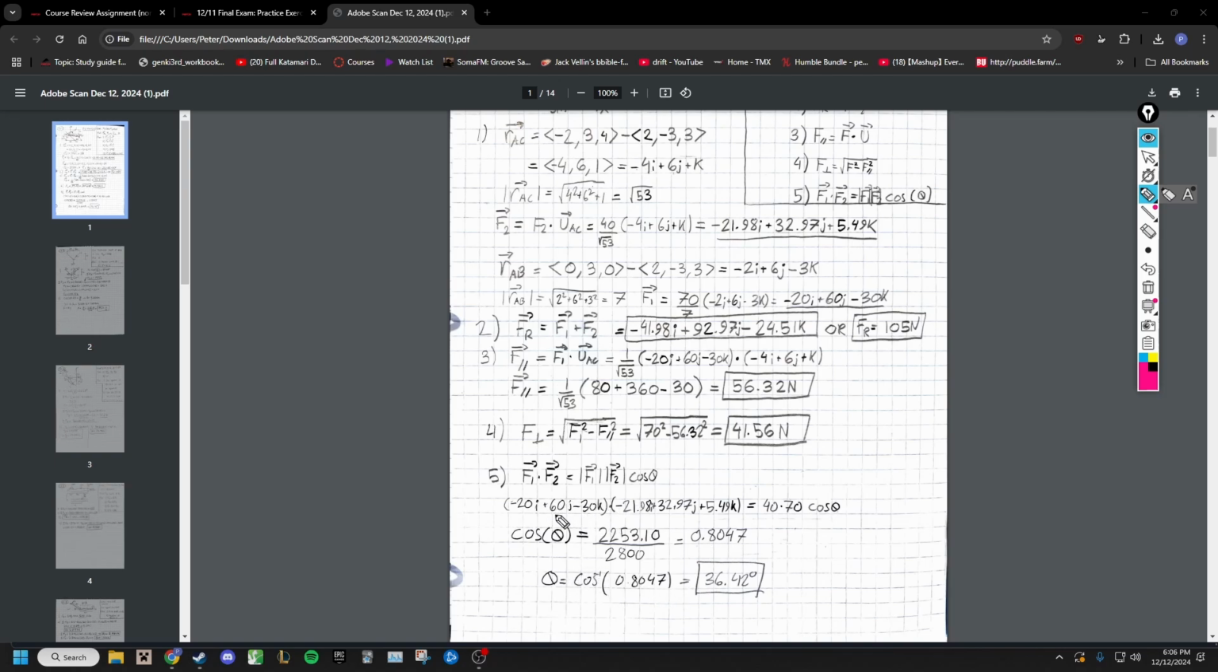And by doing that here, I'm just going through the dot product, and I'm just multiplying by the magnitudes which are given to us at the very beginning of the problem, which would be 40 and 70. And from doing that, we find that theta is 36.42 degrees.